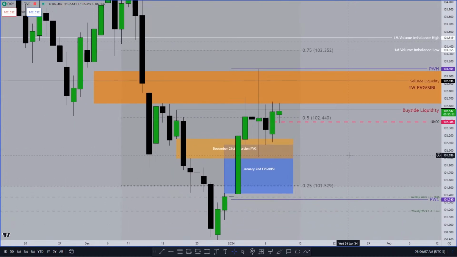Alright, so let me just pull up my notes here so that I can use those for reference, because I have actually written something for the dollar daily.